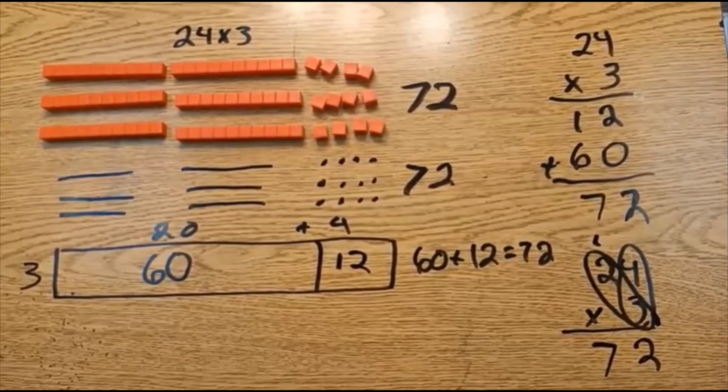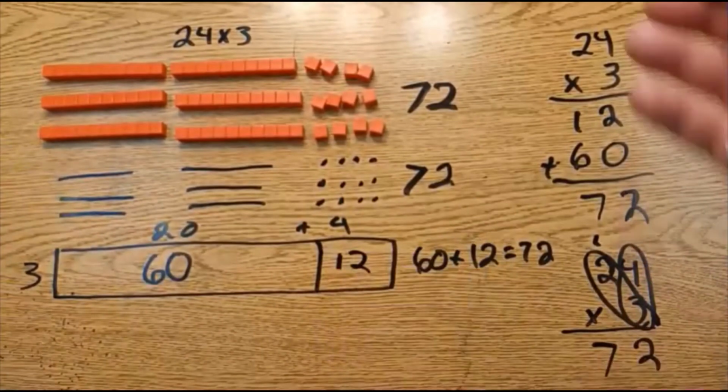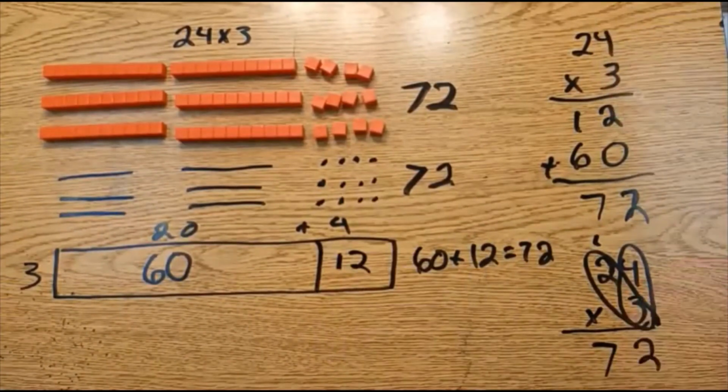And these are just a few different ways that you can do two-digit by one-digit multiplication. Looks like we have the concrete way, pictorial way, area model way, partial product, and the standard algorithm for doing two-digit by one-digit multiplication problems.